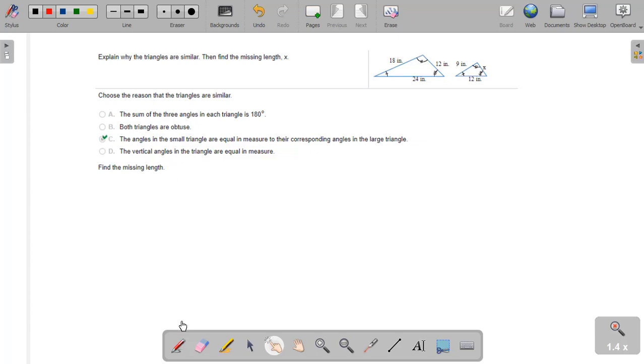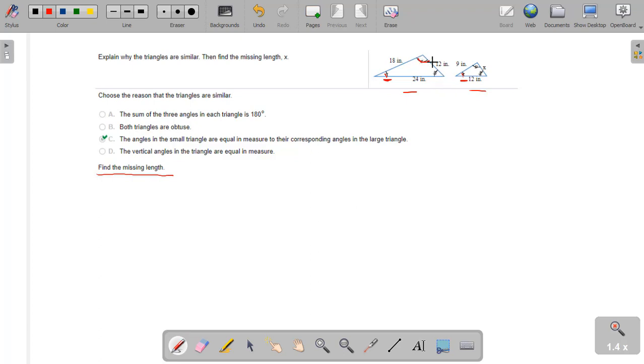In this problem, you have to use the properties of similar triangles to find the missing lengths. The reason we know these two triangles are similar is that they have the same measure of angles. For example, this angle and this angle have an equal measure, okay?